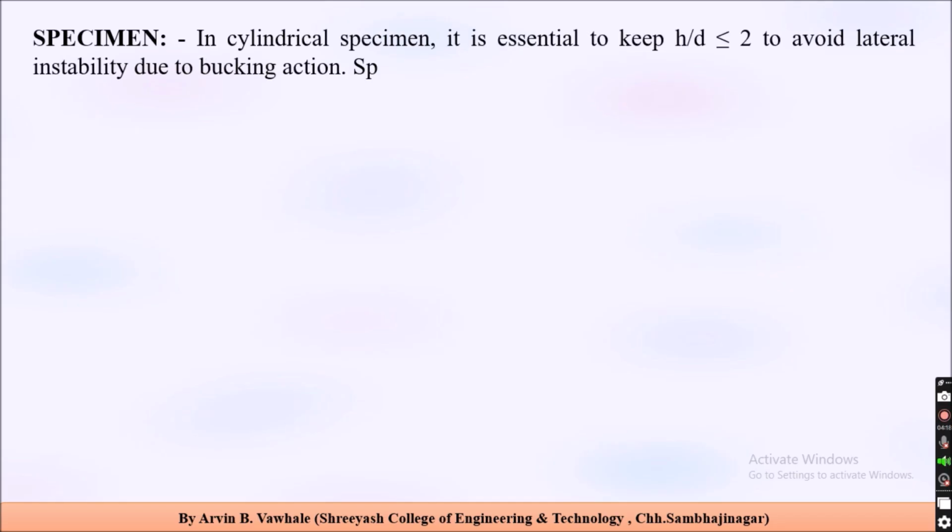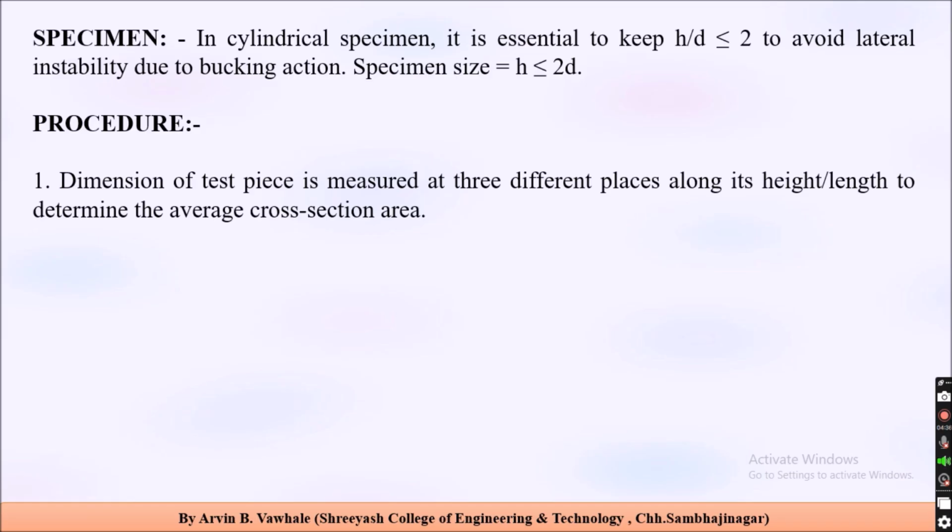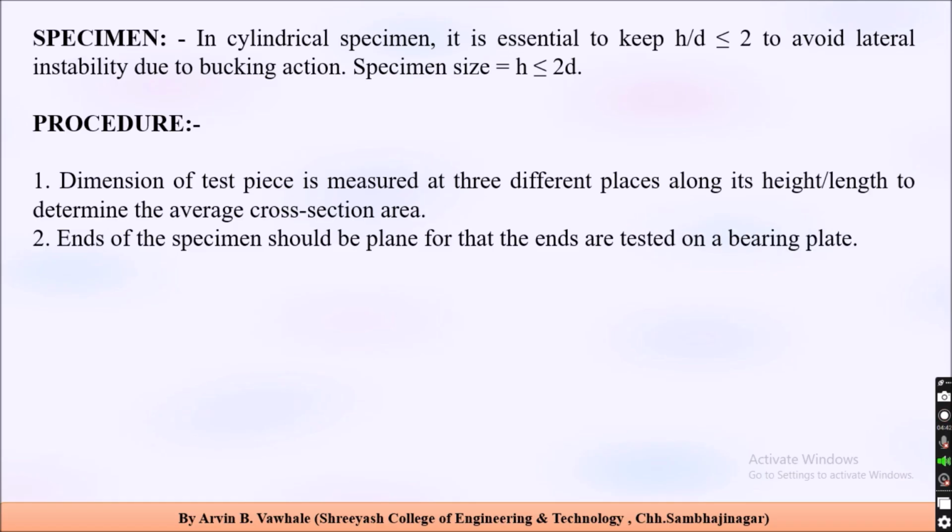Specimen: in a cylindrical specimen, it is essential to keep h by d less than or equal to 2 to avoid lateral instability due to buckling action. Specimen size: h less than or equal to 2d. Procedure: 1. The dimension of the test piece is measured at 3 different places along its height or length to determine the average cross-section area. 2. The ends of the specimen should be plane; for that, the ends are tested on a bearing plate.